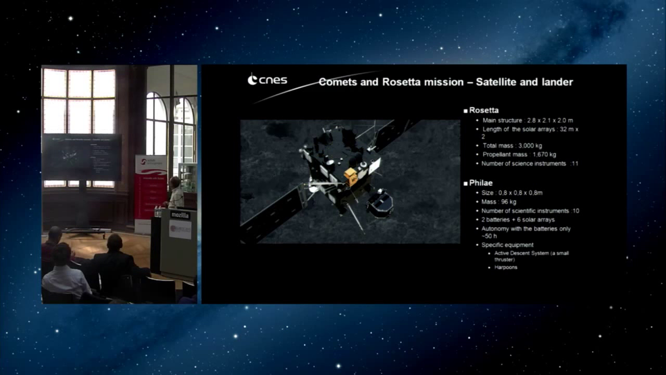If we look at the characteristics of Philae, it's much smaller. It's about 100 kilograms. There are also about 10 scientific instruments, and we have 2 batteries, one primary battery and one secondary battery. The primary battery has only an autonomy of 50 hours. I mention the specific equipment because these are the equipments that didn't work on this mission: the active descent system, which is a small thruster, and the harpoons that were needed in order to hold Philae on the soil of the comet.